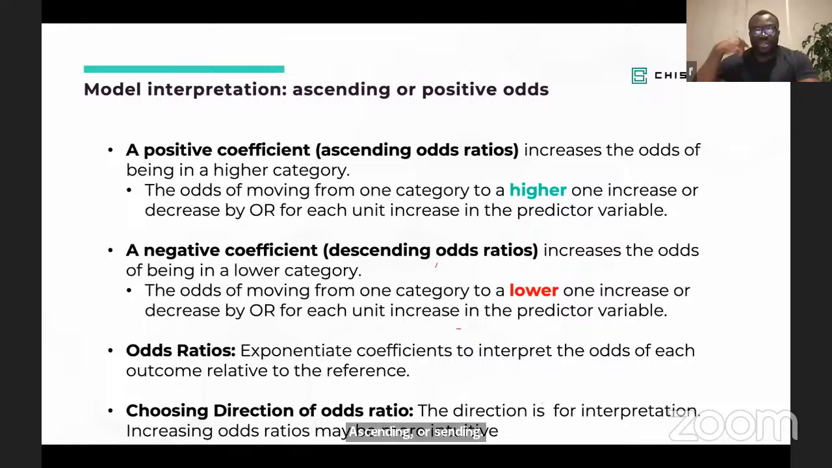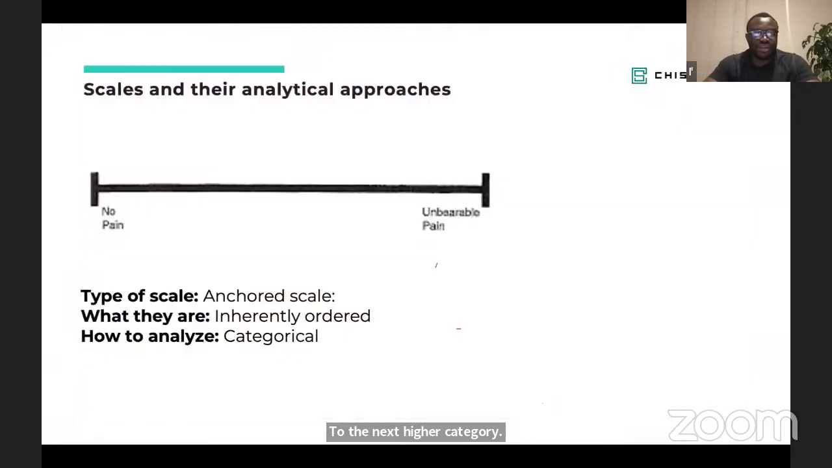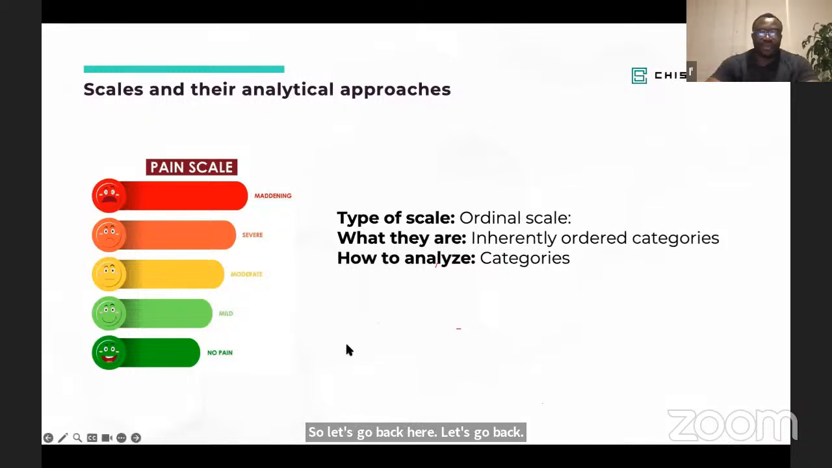So when we interpret in the context of ascending, we are saying, what are the odds of moving from one category of the outcome to the next, the higher category? So let's go back to this slide here. So in ascending, let's say we're talking about the lowest, from no pain to maddening. For ascending, we're moving up this ladder. We're saying the odds of moving from one level to the next, higher level, obviously, since we're talking about ascending.